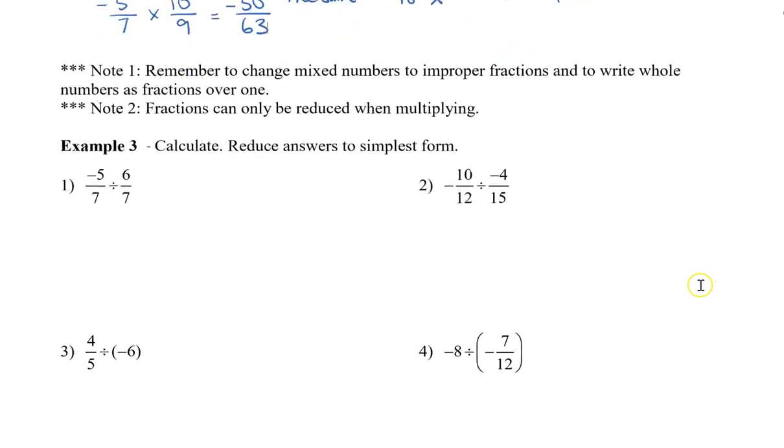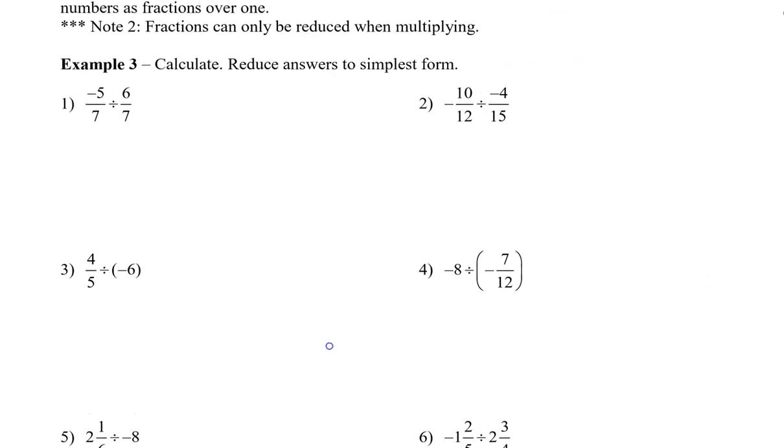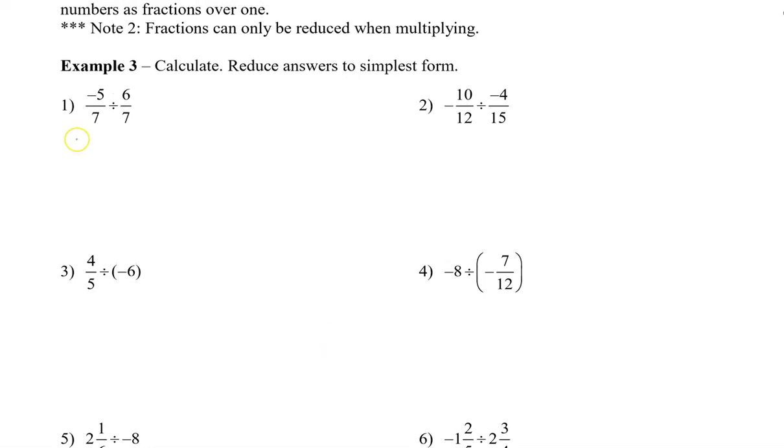All right, so let's take a look at some examples here. So let's calculate or evaluate, and we're going to reduce our answers to simplest form or lowest form. So we're going to take this and we're going to make it into negative 5 over 7, and this is going to change to times, and then we're going to go 7 over 6. So now we can check if we can reduce any numbers, and yes, we have a 7 in the numerator and the denominator, so they're going to become 1 when they reduce. So our answer for this first one is negative 5 over 6.